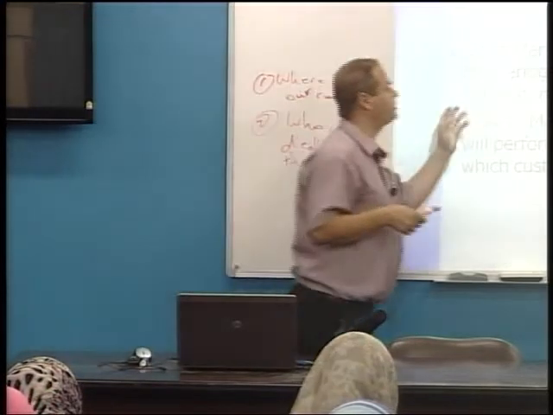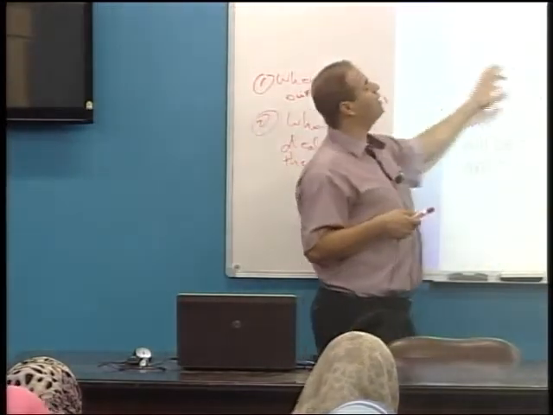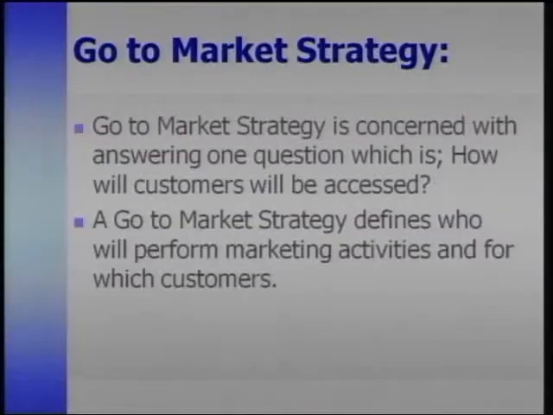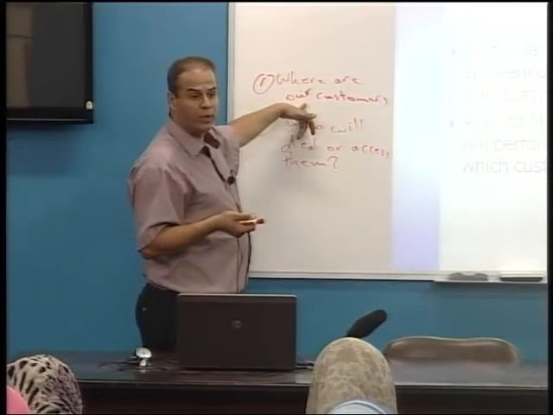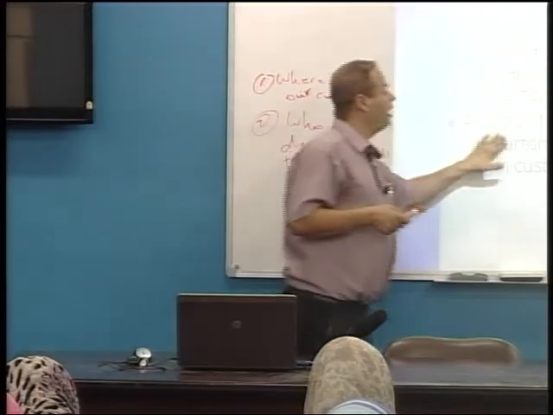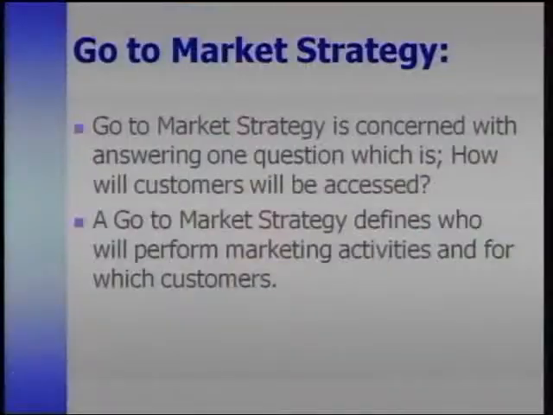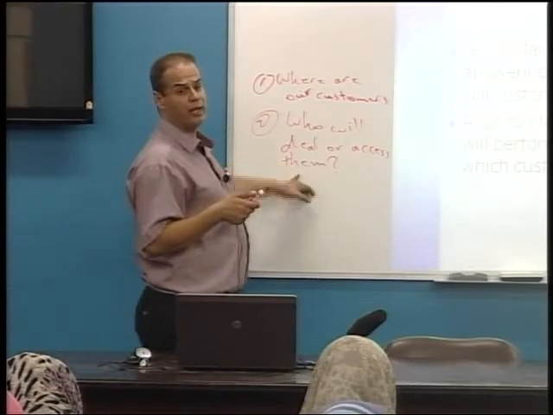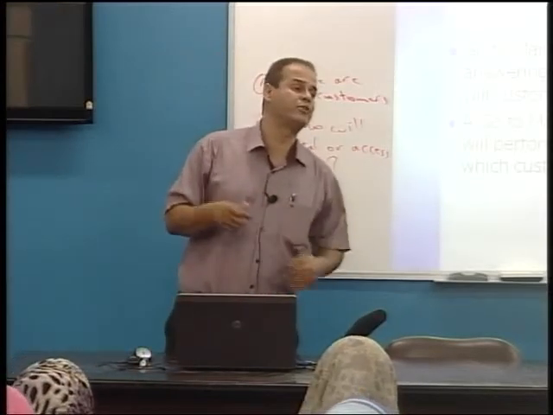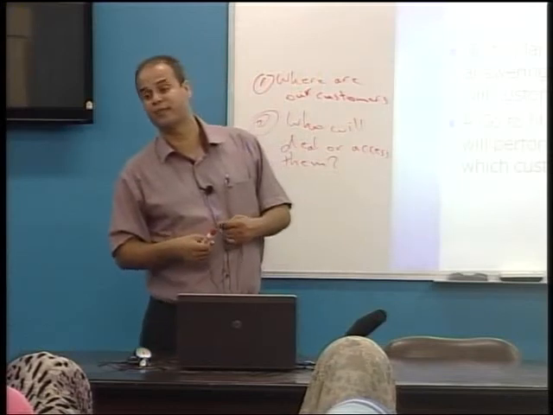Okay? So let's summarize what we have started. Go-to-market strategy is concerned with answering one question: how will customers be accessed? In other words, where are they? What is their location? What is their place? A second thing: a go-to-market strategy defines who will perform marketing activities and for which customers. Remember, when we are talking about salespersons, not all of them have the same characteristics, skills, and experiences.